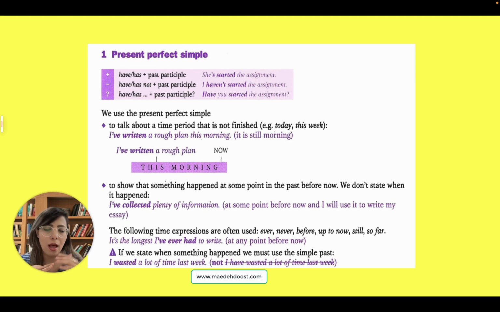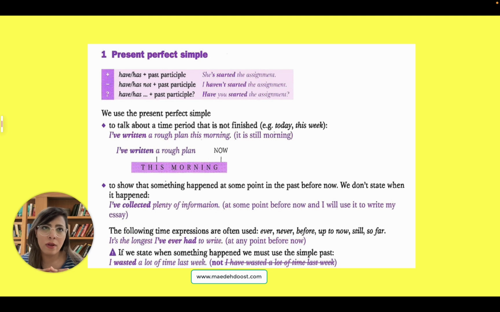For example, I've been to New York before. Do you know the exact time? No. When I say I've never eaten sushi, do you know the exact time? No. You know, up to now, it has not happened. Have you ever eaten sushi? If I say yes or no, you don't know the exact time. Up to now, it's like before.